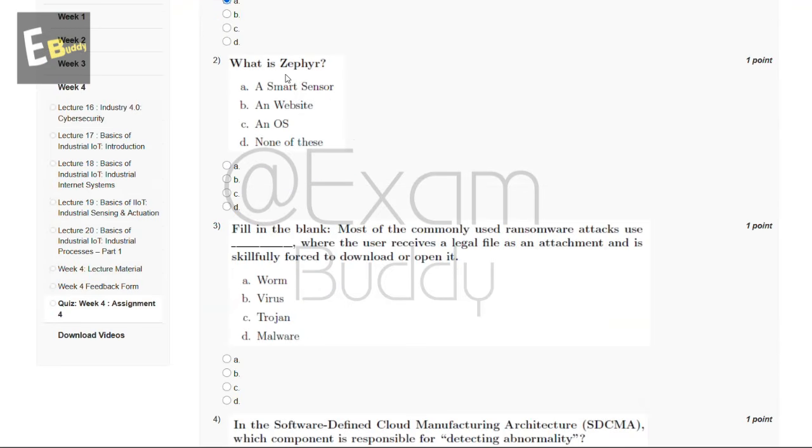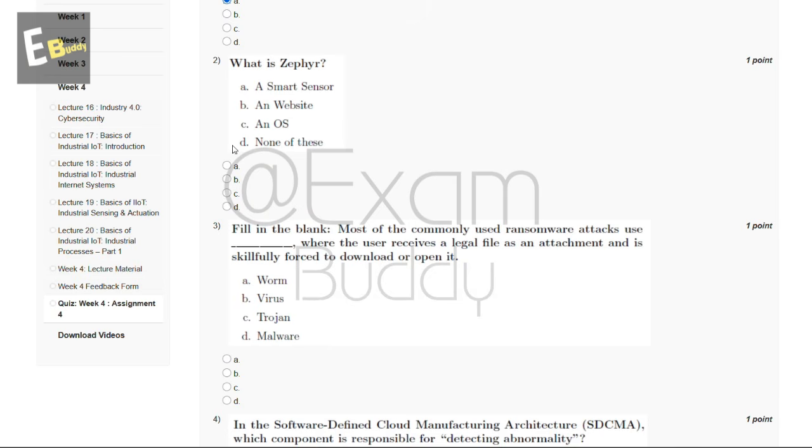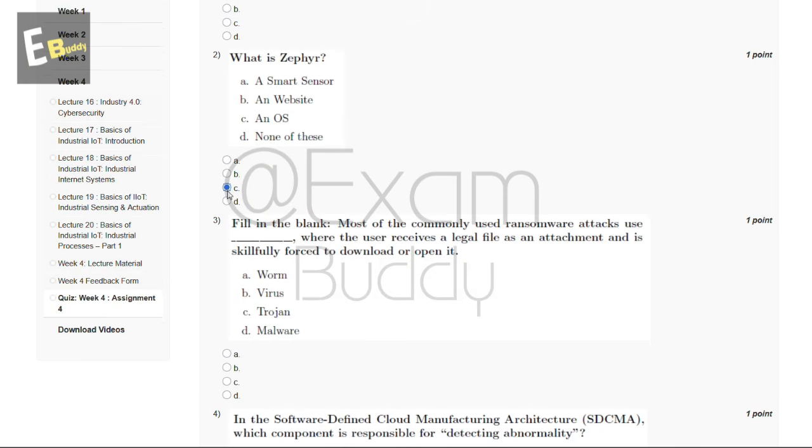What is Zfire? So, these are the options, and now let's check the explanation. The explanation says supporting operating system Zfire. So the answer for our second question is C, OS. And now let's go to our question number 3.